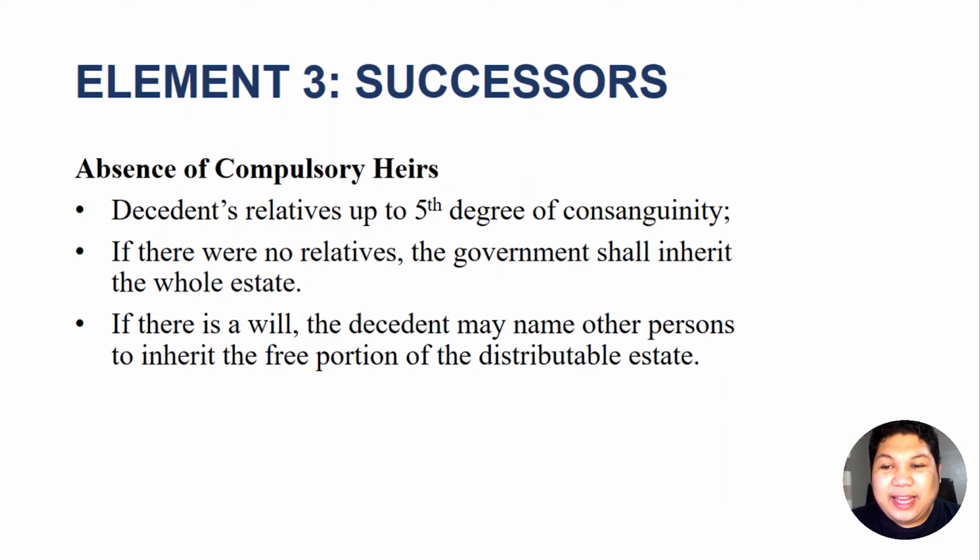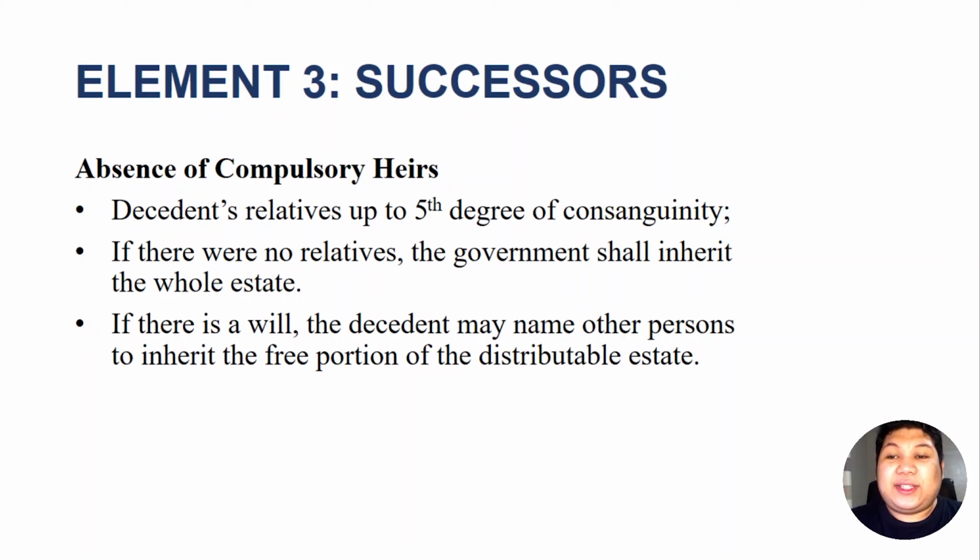Okay? If there is a will, the decedent may name other persons to inherit the free portion of the distributable estate. So, as I have said a while ago, we have this portion reserved for the primary compulsory heirs because they will be the first to inherit this portion. That is the legitimate, the restricted portion. But if there is an excess portion, that is the free portion, this free portion may be distributed to anyone. The decedent may name other persons, even if not relatives, to inherit this free portion.